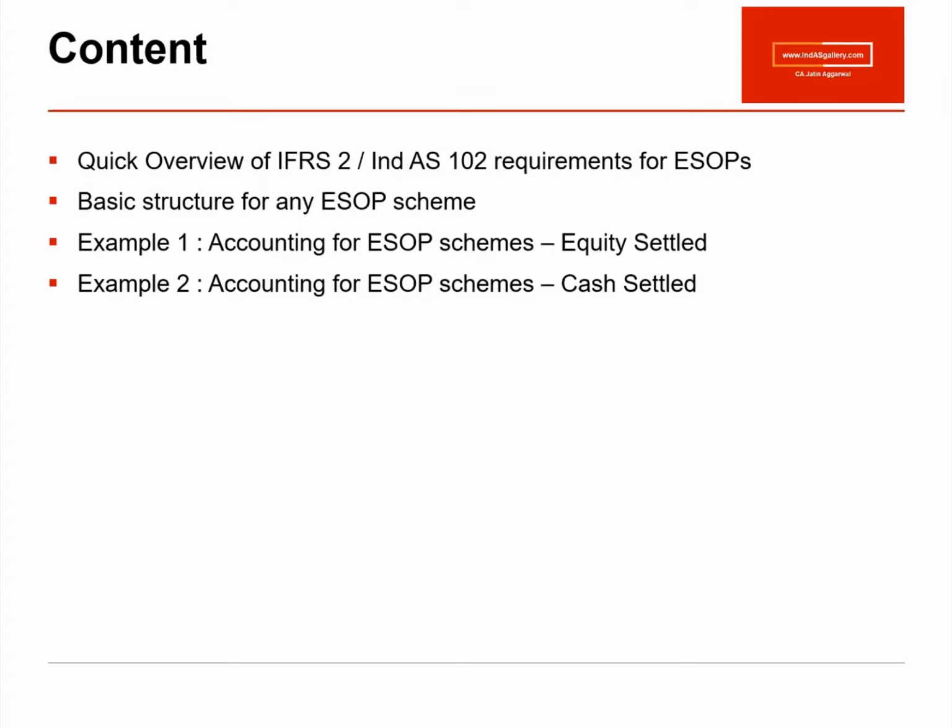We'll first give you a quick overview of IFRS 2 or Ind AS 102 requirements when it comes to ESOPs. Then we'll talk about the basic structure of how the ESOP schemes work. And then we'll talk about two examples. One would be an example in which the scheme is an equity settled scheme. And the second would be an example wherein the scheme is a cash settled scheme.